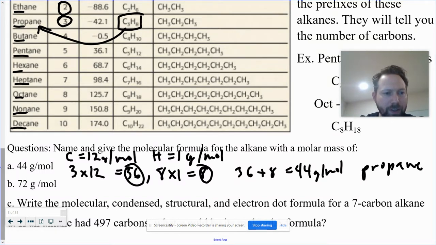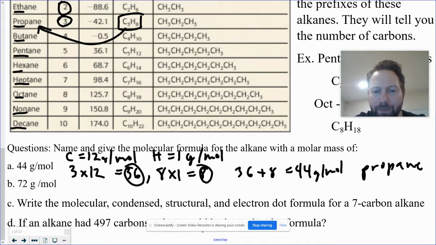Okay. Try figuring out what the next one is: 72 grams per mole. And another challenge question for you is to write the molecular, condensed, and structural formula and electron dot formula for a 7-carbon alkane. And the last one is, if an alkane has 497 carbons, then what would be the molecular formula? All right. So that's it for chemical bonding and for alkanes.